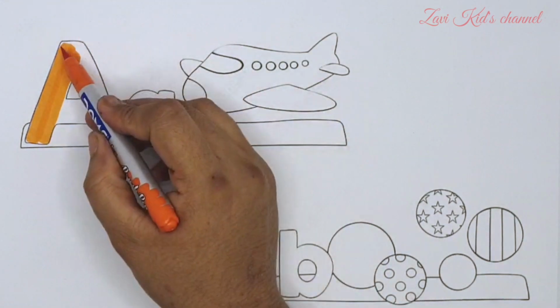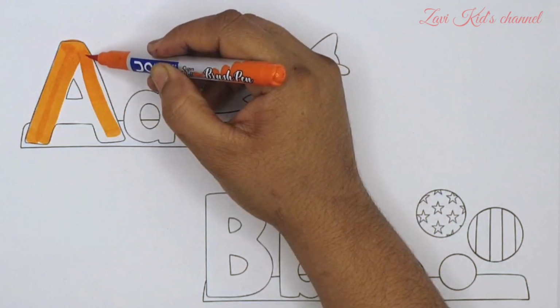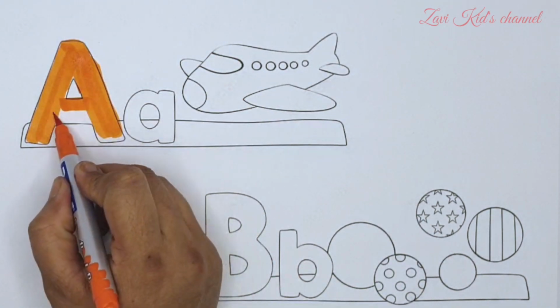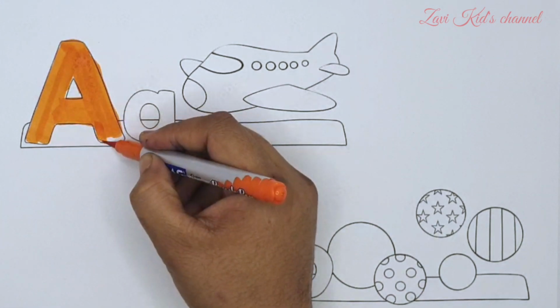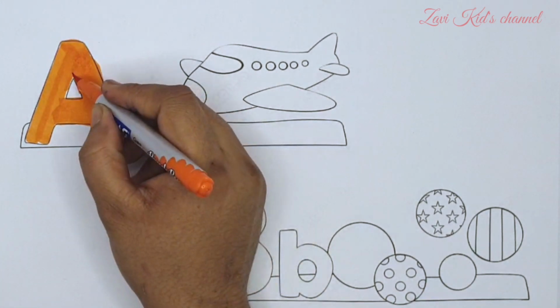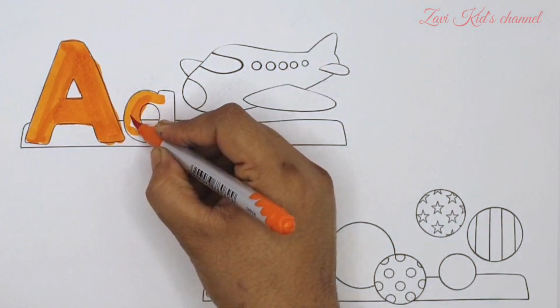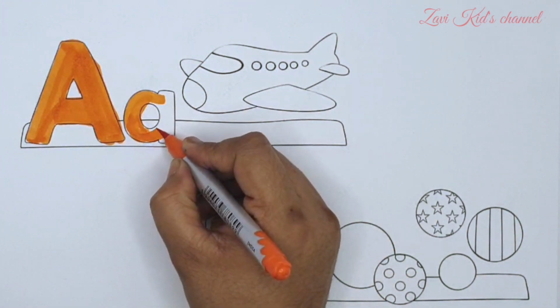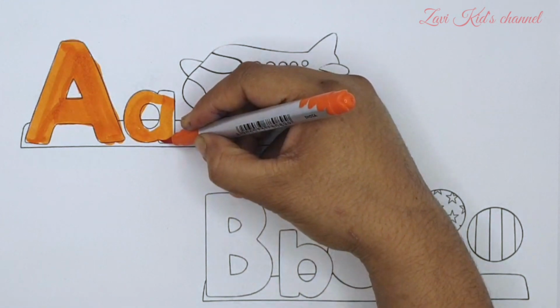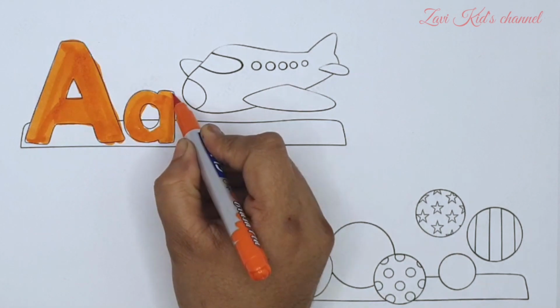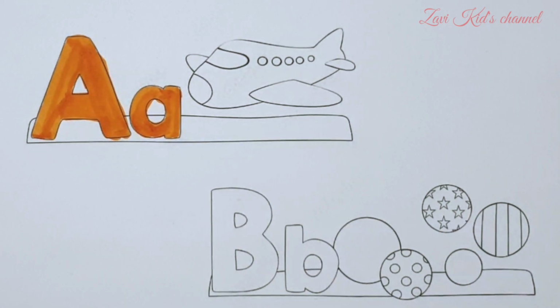A for aeroplane. A for aeroplane. A. Small letter A. A for aeroplane. Orange color. We will make A from orange color.